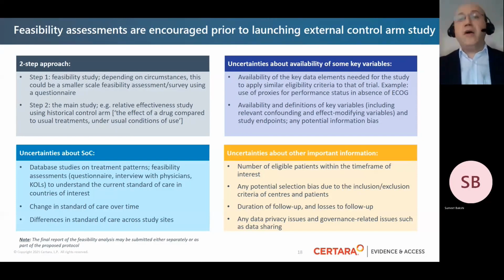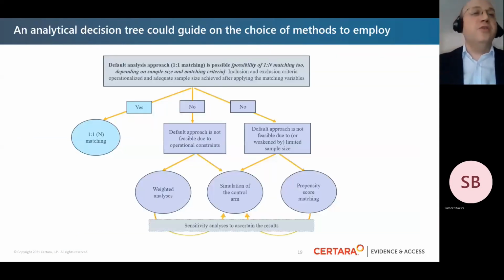A feasibility assessment will also allow you to conduct some further assessments, for example, the number of eligible patients available within the time frame of interest, any potential selection bias due to inclusion-exclusion criteria of centers and patients, duration of follow-up available, potential losses to follow-up, and any data privacy and data governance related issues, such as data sharing. This could help us in making a decision on what kind of analytical methods to use in different circumstances.